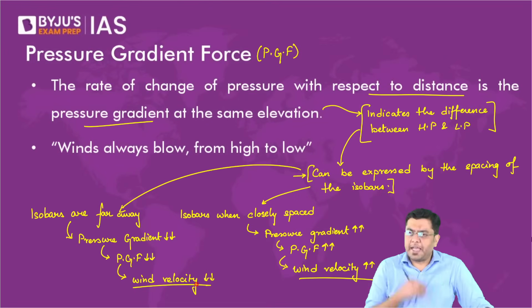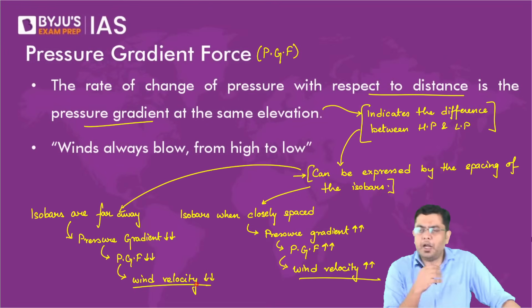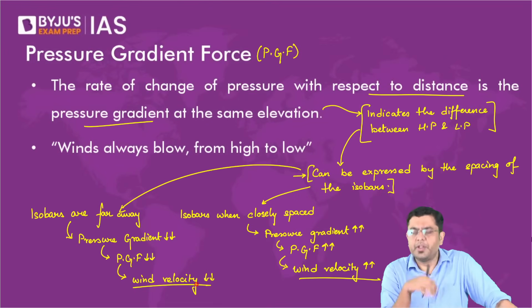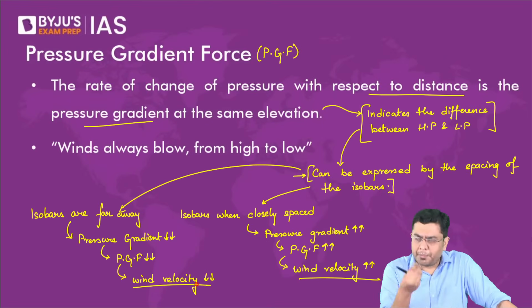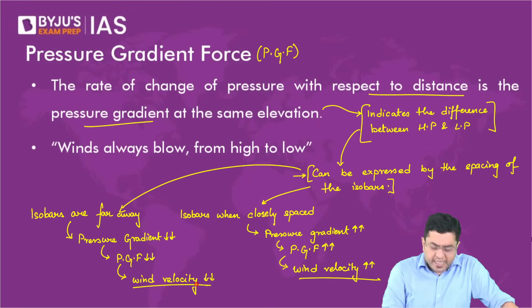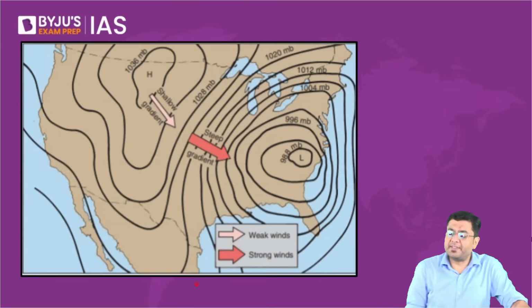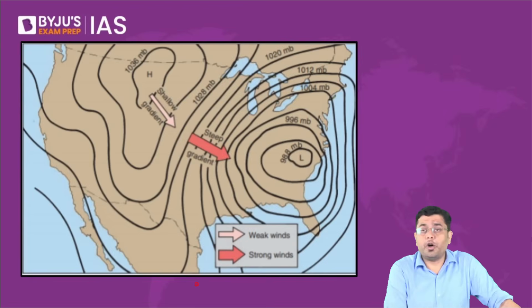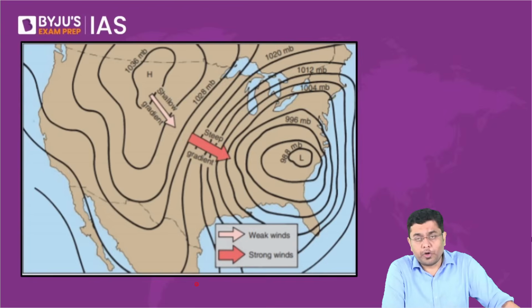So, in a way, by analyzing the isobars, we are always in a position to tell whether the wind velocity will be faster or whether the wind velocity is going to be significantly slow. So, if we take a look at that with the help of a relevant example, this is the presentation of isobars over the region of North America.